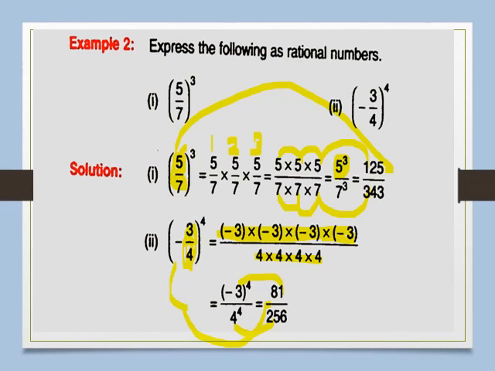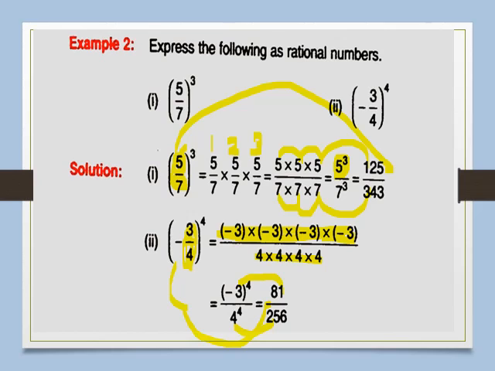In the next example, we will see if the numbers are given in the exponential form, how to write them as a rational number. It is the opposite of what we have just studied. So here the first example is 5 upon 7, raised to the power 3. So this is one time. First you write one time, and then this is the second time, and then this is the third time.